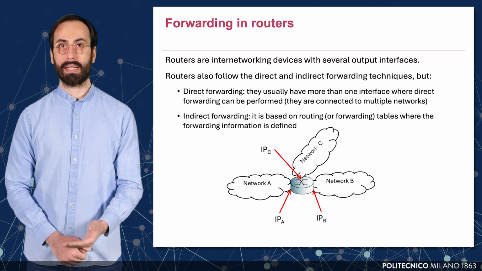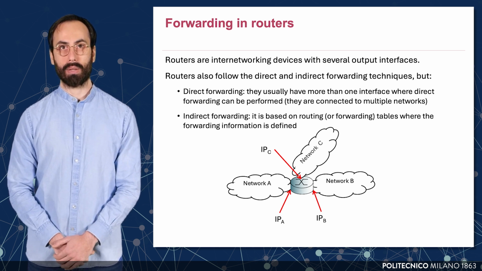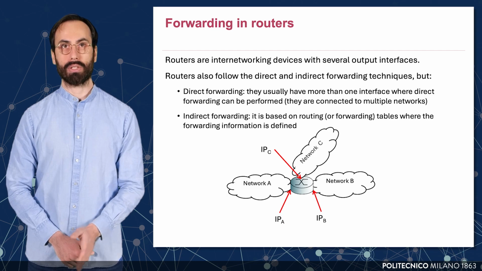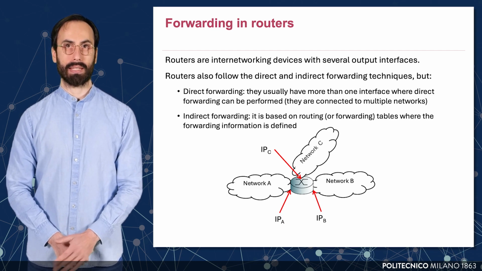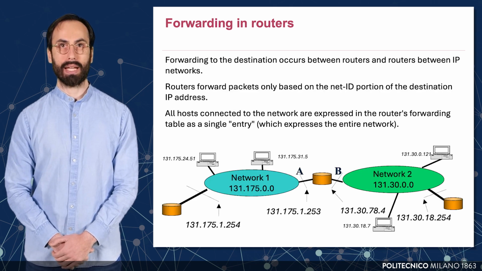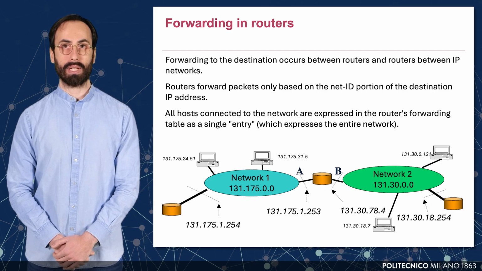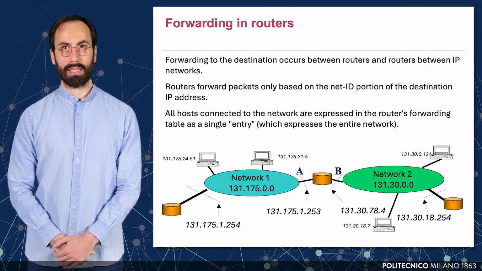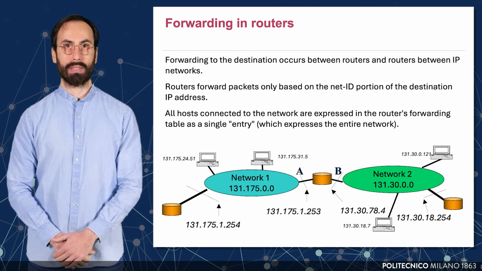Indirect forwarding instead relies on the router's forwarding table, which specifies the next hop and output interface for destinations not directly connected. This routing logic enables efficient packet delivery across complex topologies. Routers perform forwarding between entire IP networks, using the NetID portion of the destination IP address. They don't examine individual host IDs. Instead, they rely on routing table entries that map entire networks to interfaces.